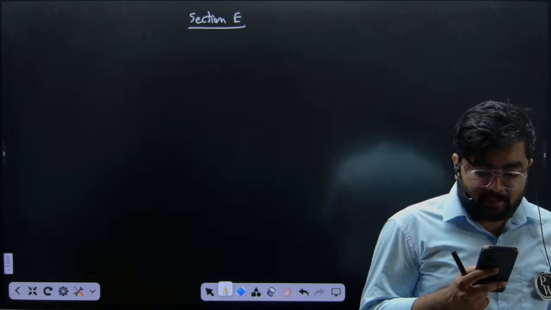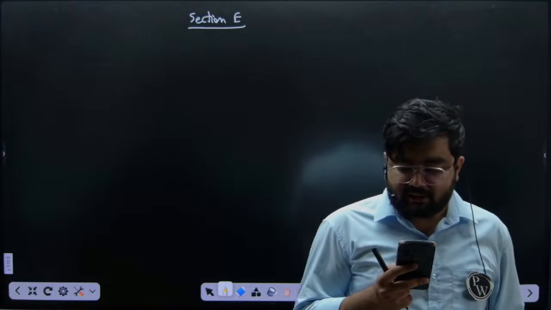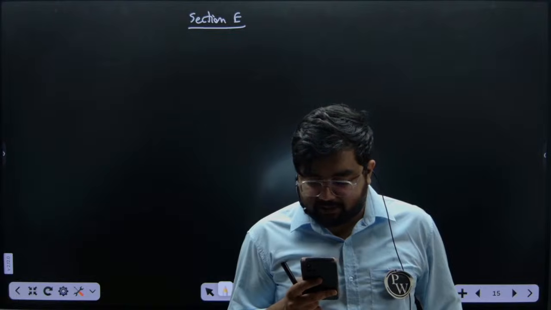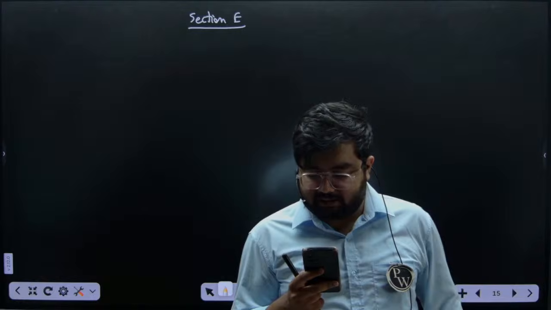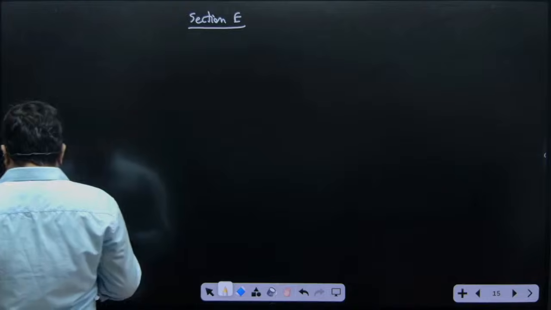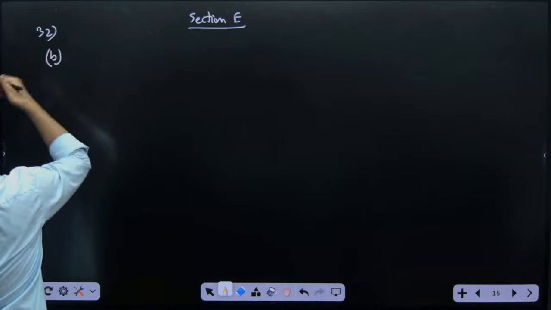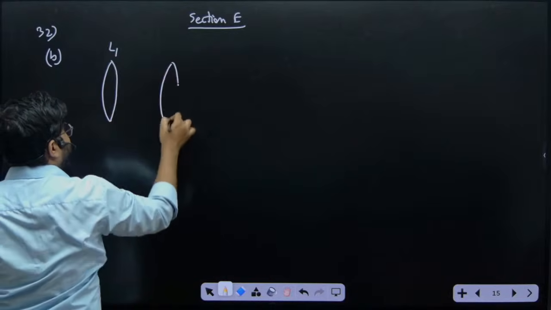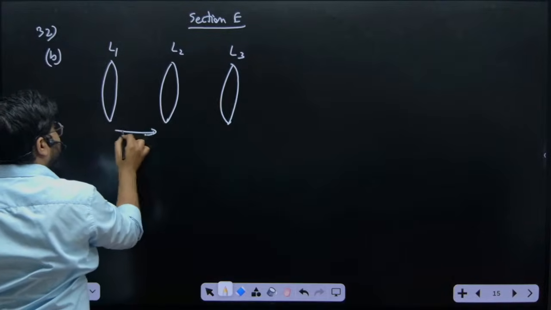Okay, 32. Using the relation for refraction at a spherical surface, derive the lens maker's formula. Okay, quite simple. Three lenses are placed coaxially. The distance between the lenses is given. Object is given. Find the distance of the final image. So 32. Three lenses are given to us. The distances are also given.